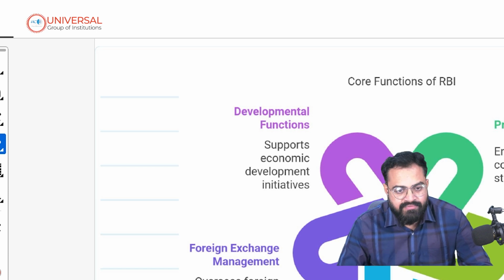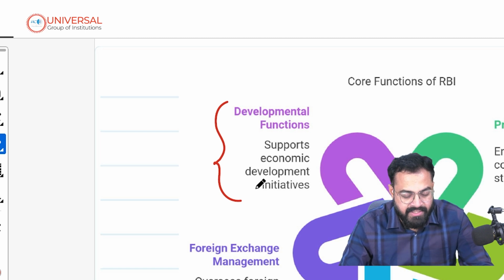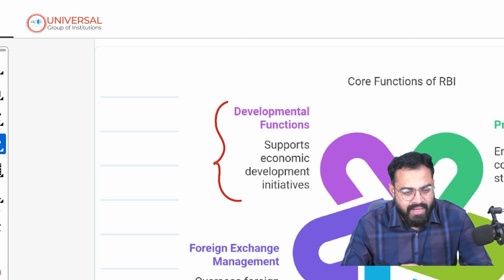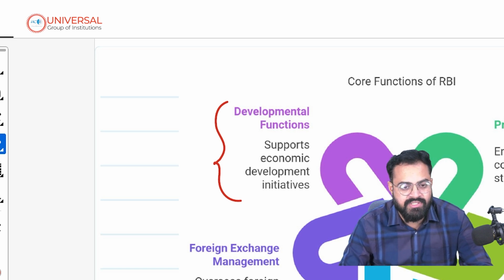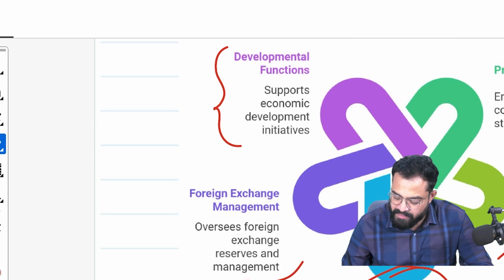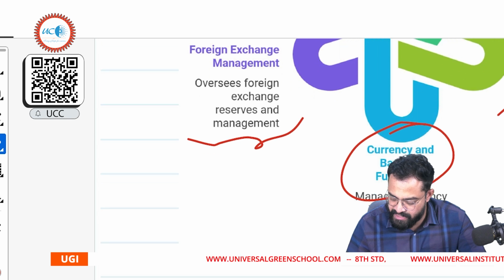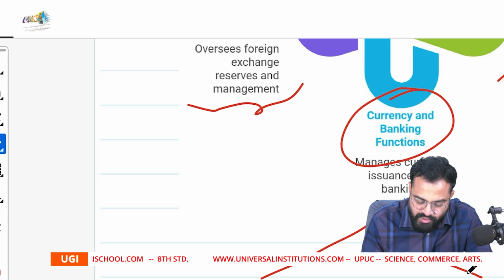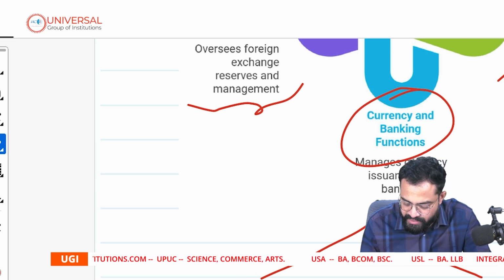It is to ensure financial stability and the developmental functions. It supports through various institutions like NABARD and all, and it also oversees the foreign exchange reserve. The function in which today we are very much interested is the currency and banking function. The Reserve Bank of India acts as a banker to the banks as well as the governments. That is, the Reserve Bank of India has two important clients. Client number one is government. Client number two is the banks.